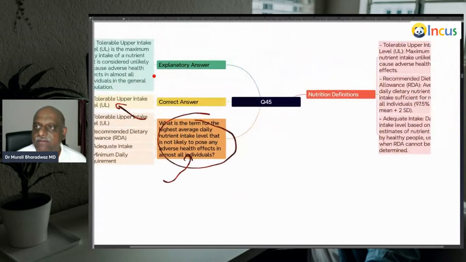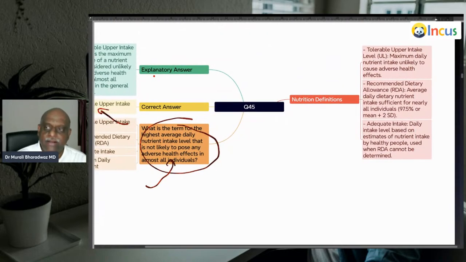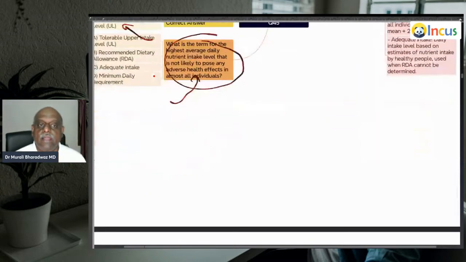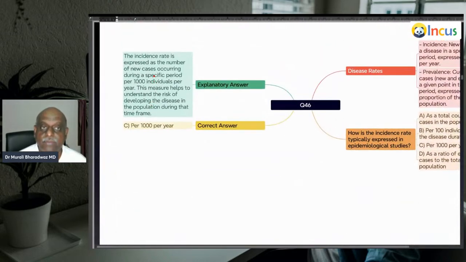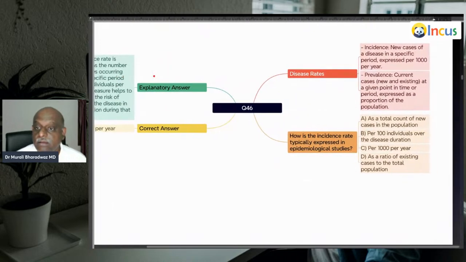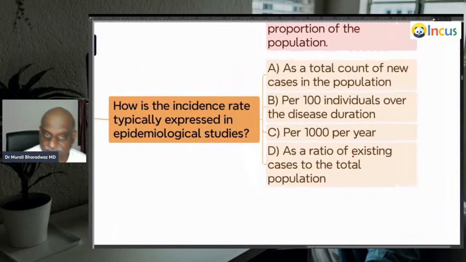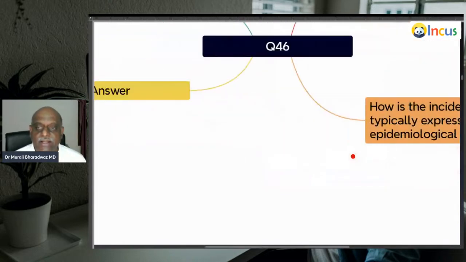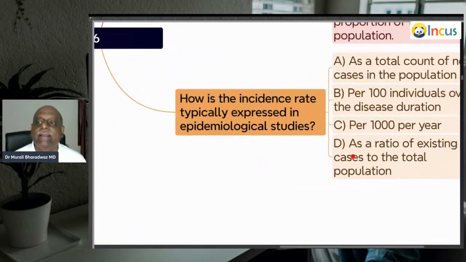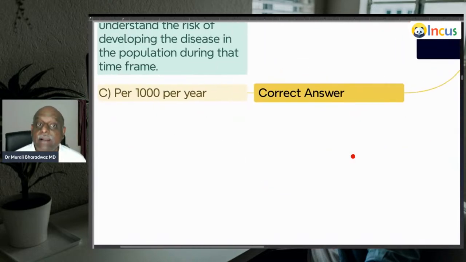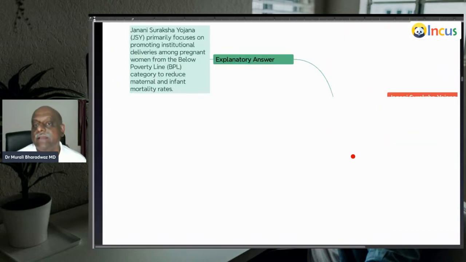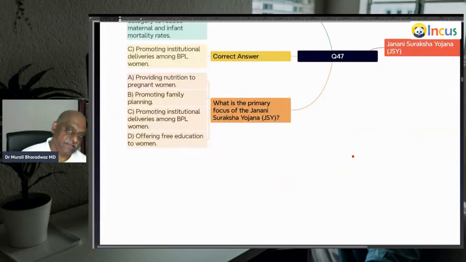So I'll read the literature. What is meant by recommended daily allowance? What is meant by adequate intake, etc. Now, doctor, how is the incidence rate typically expressed in epidemiological studies? It is per 1,000 per year. Incidence means it is reporting new cases.